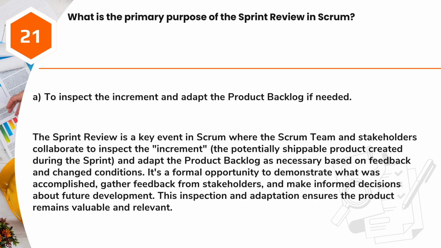Answer: A. To inspect the increment and adapt the product backlog if needed. The sprint review is a key event in Scrum where the Scrum team and stakeholders collaborate to inspect the increment, the potentially shippable product created during the sprint, and adapt the product backlog as necessary based on feedback and changed conditions. It's a formal opportunity to demonstrate what was accomplished, gather feedback from stakeholders, and make informed decisions about future development. This inspection and adaptation ensures the product remains valuable and relevant.